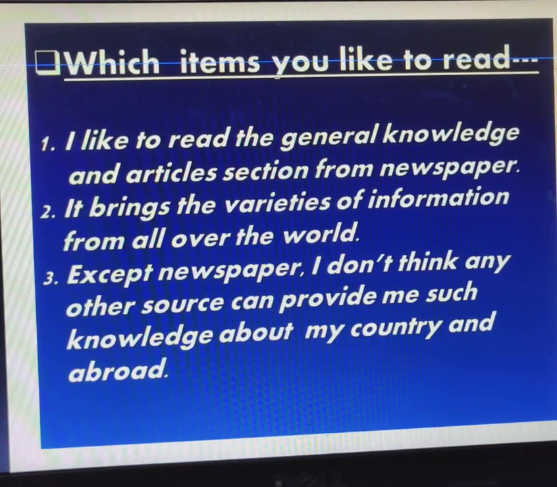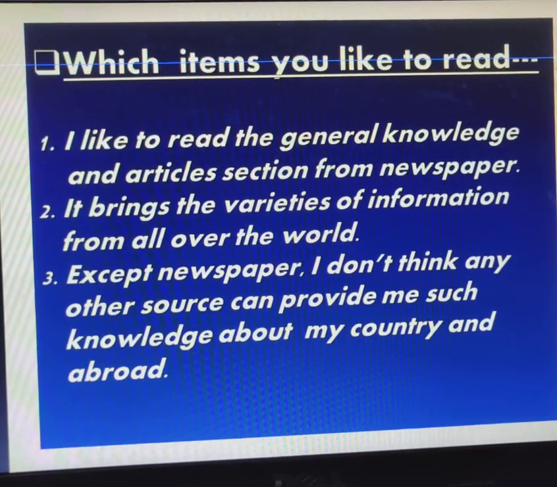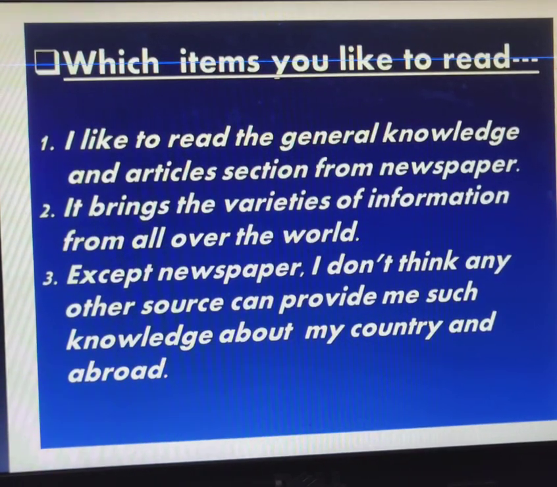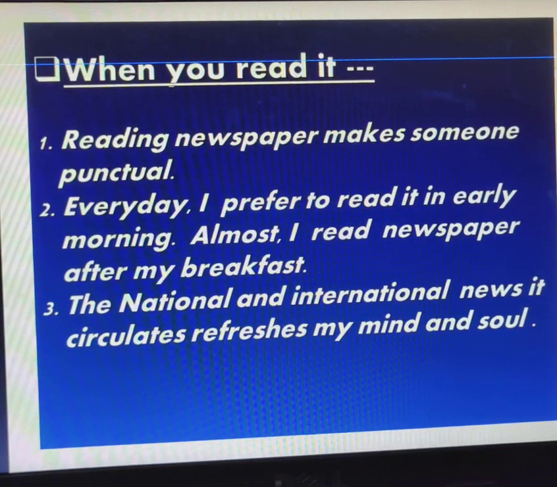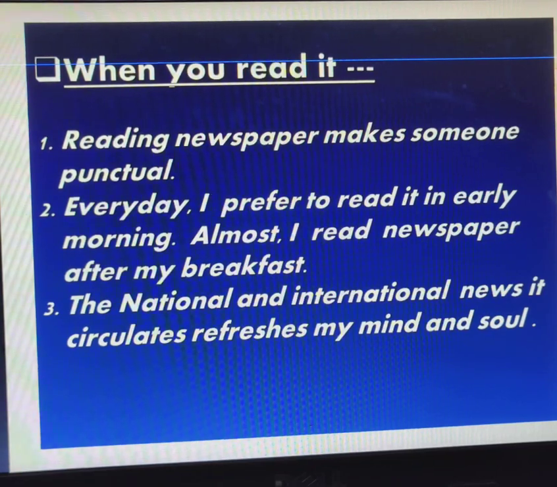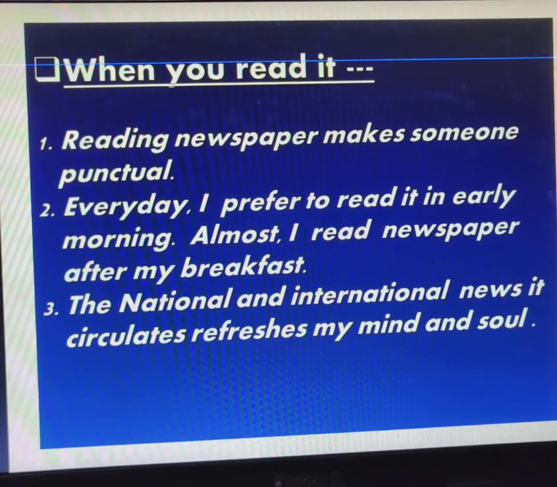The next point is which items you like to read. I like to read the general knowledge and articles section from the newspaper. It brings a variety of new information from all over the world. Except the newspaper, I don't think any other source can provide me such knowledge about my country and abroad. The next point is when you read it. Reading the newspaper makes someone punctual. Every day I prefer to read it in the early morning. Almost always I read the newspaper after my breakfast. The national and international news it circulates refreshes my mind and soul.